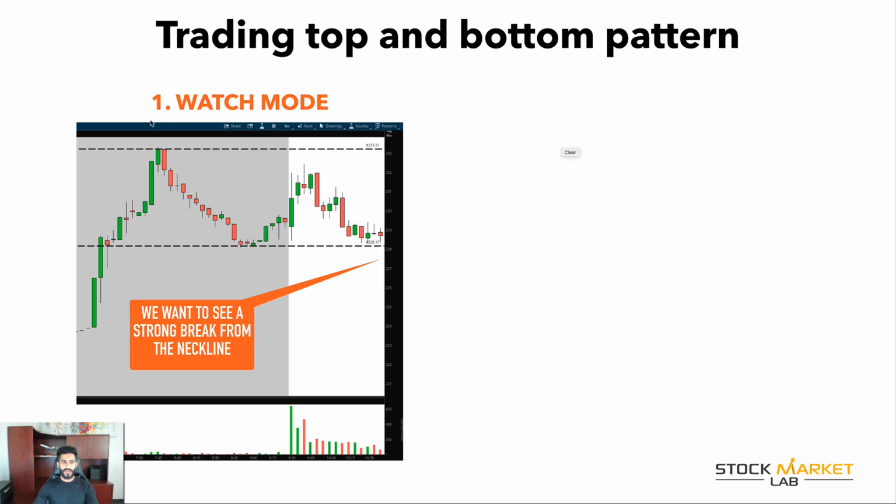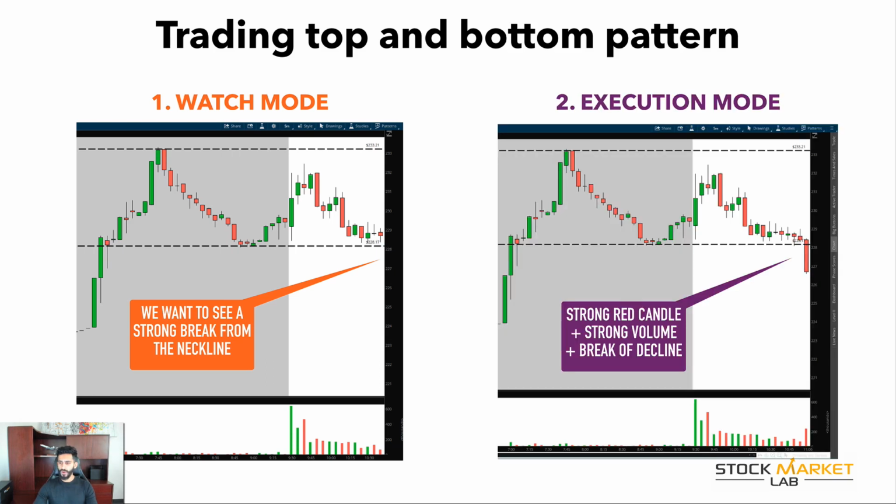So right now we are in watch mode. We are not taking a trade, but we are ready to take a trade if the stock does what we want it to do. Boom. What happens? We go into execution mode. Stock breaks down, strong move down. You can see strong volume, strong candle, breaks the neckline, strong sell-off. This is where we start executing. This is where we have a trade set up. This is where we start processing the trade.